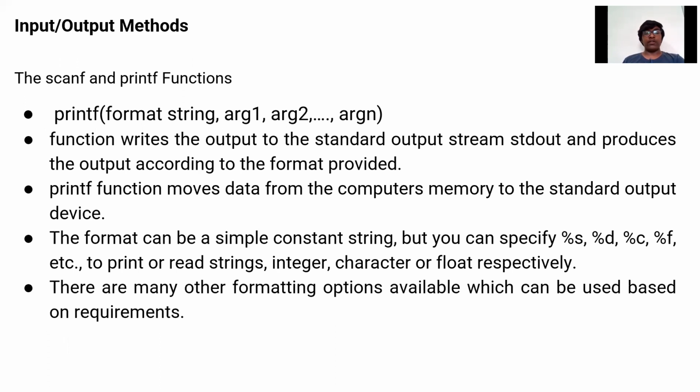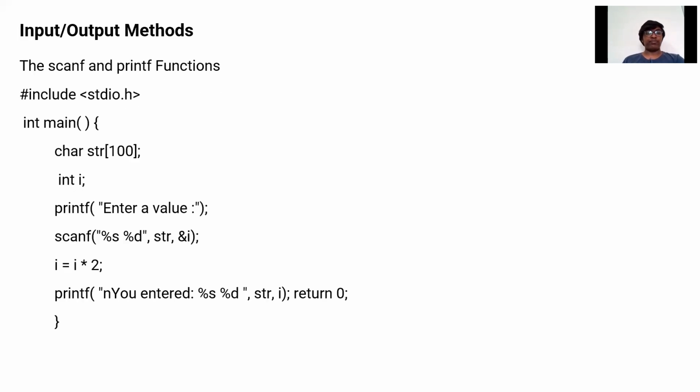The printf function moves data from the computer's memory to the standard output device. The format can be a simple constant string, but you can specify %s, %d, %c, %f, etc. to print or read strings, integers, characters, or floats respectively. There are many other formatting output options available which can be used based on requirements. Here is the example for scanf and printf. Printf prints the given characters, and scanf reads the given variables.